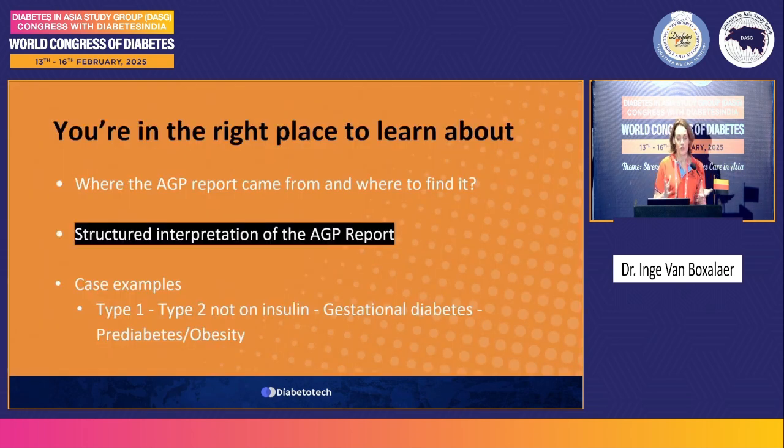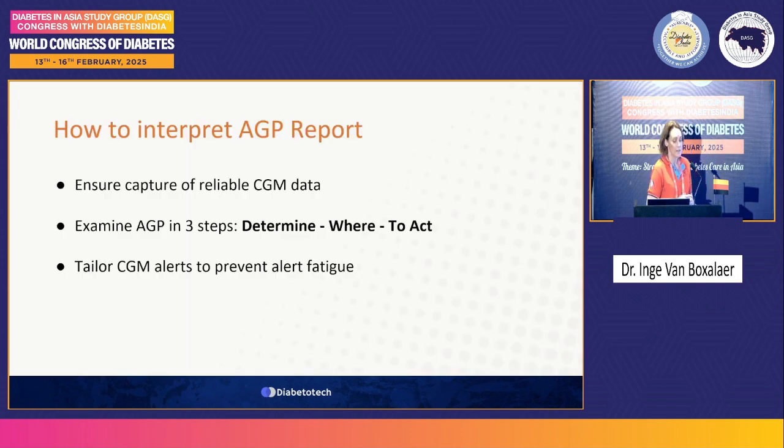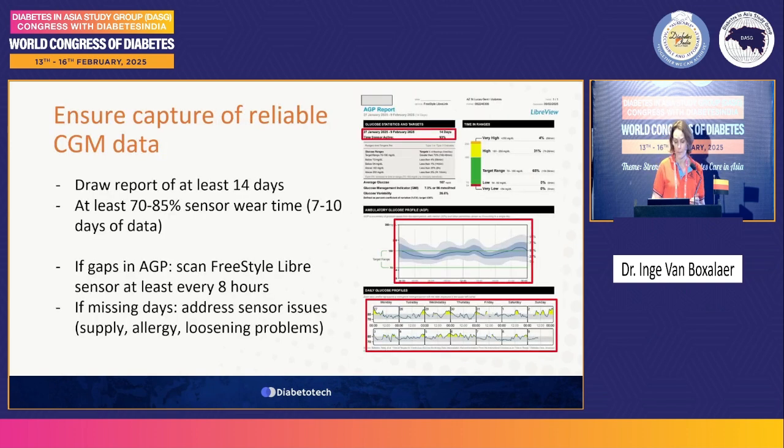So how can you structurally interpret this report? The first step is to ensure that there is a capture of reliable CGM data. It's recommended to draw a report of at least 14 days. Some clinicians like it more to have a report of 30 days, which is also fine. But if you draw a report of 14 days, you should have at least 7 to 10 days of data, or 70 to 80% of sensor wear time.